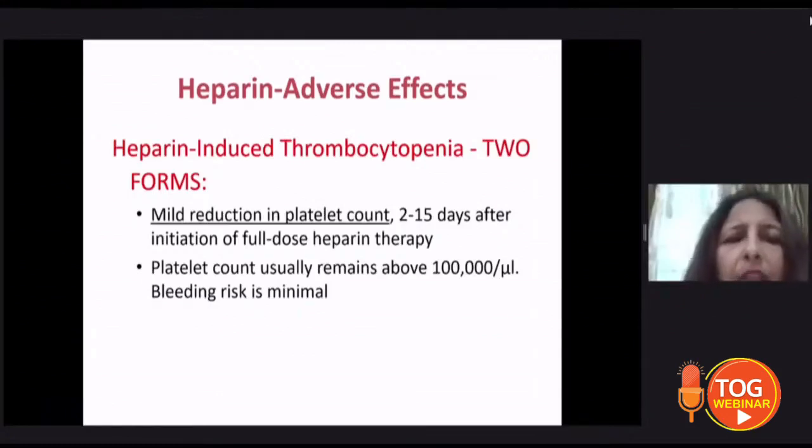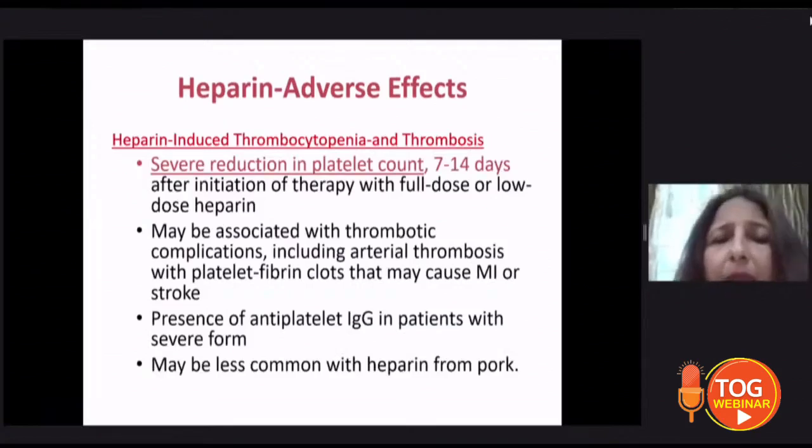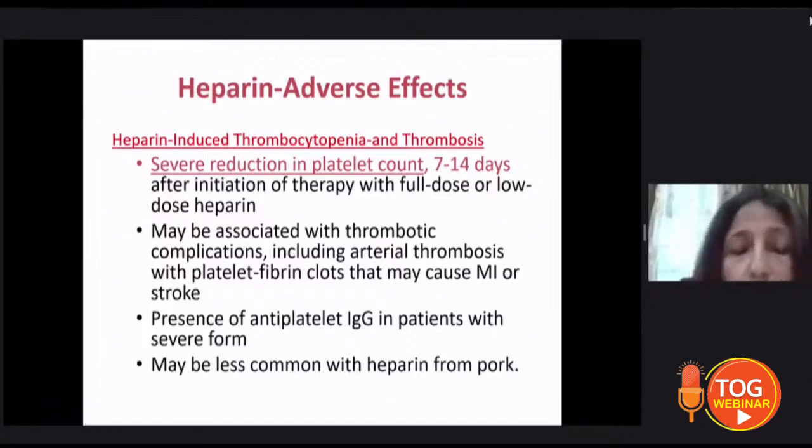Now, heparin-induced thrombocytopenia, there might be two forms. There might be a mild reduction in platelet count 2 to 15 days after initiation of full-dose heparin therapy. Platelet count usually remains above 1 lakh. And then we might have a severe reduction in the platelet count, 7 to 14 days after initiation of therapy with full-dose or low-dose heparin. They may be associated with thrombotic complications, including arterial thrombosis with platelet fibrin clots that may cause stroke or MI. Presence of antiplatelet IgG in patients with the severe form of disease may be less common with porcine heparin.